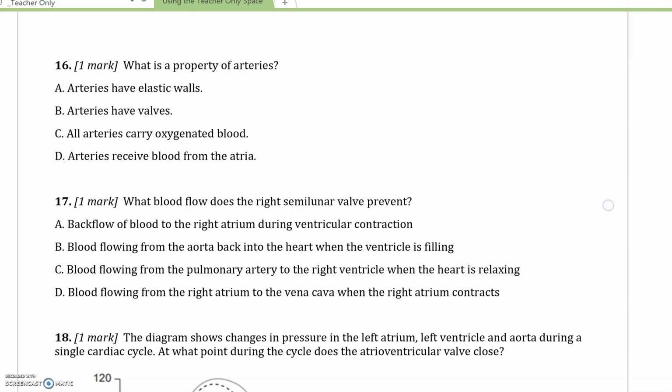Okay, question 16, moving on. What is a property of arteries? Well, we know that arteries have elastic walls, so A. Here is the one that people sometimes get a bit mistaken with: all arteries carry oxygenated blood, except they don't, do they? Because of the pulmonary artery, which carries deoxygenated blood.